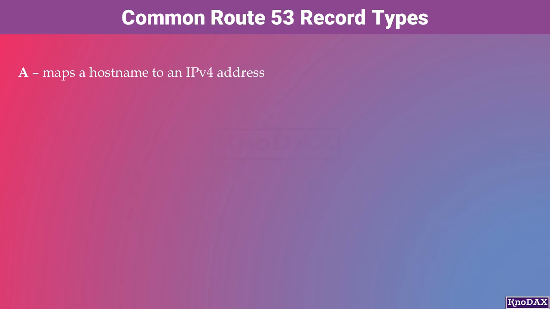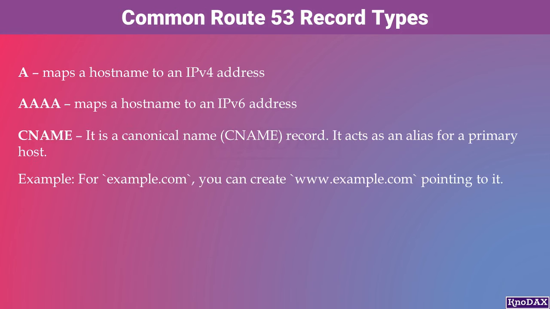Let's explore some common Route 53 record types. First, we have the A record, which maps a host name to an IPv4 address. This is one of the most basic and widely used DNS record types. Next is the AAAA record, which serves a similar purpose but maps a host name to an IPv6 address instead of IPv4. Then there's the CNAME record, or canonical name record. This type is essentially an alias for a primary host.